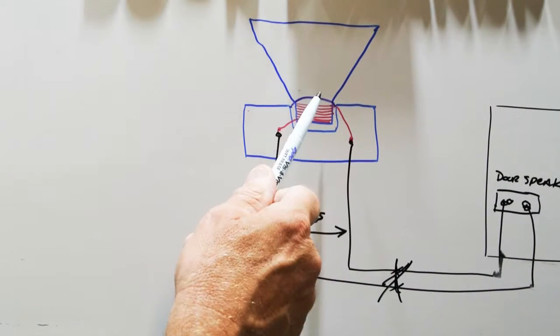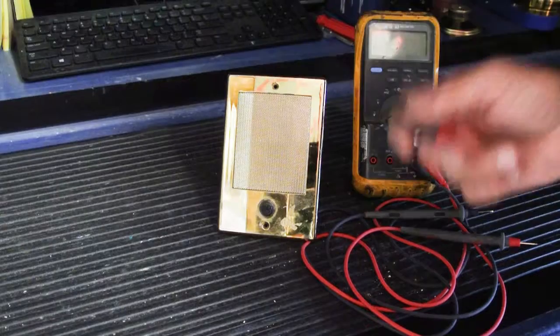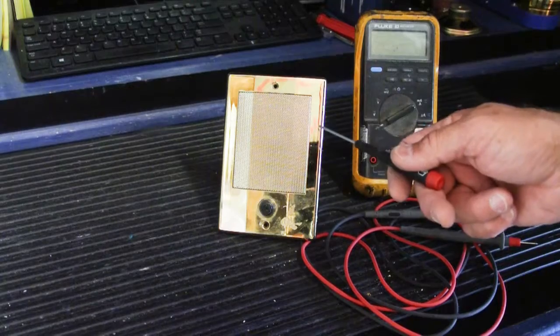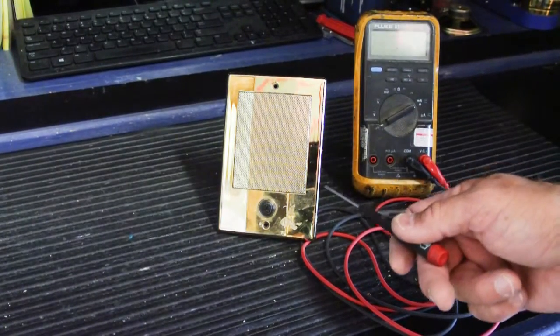So speaker cones are number one problems. Wiring would be number two problems. I think it's easier to show you how to test the speaker in your door station on the bench instead of drawing it up on a whiteboard.